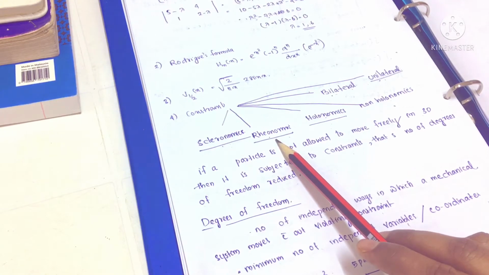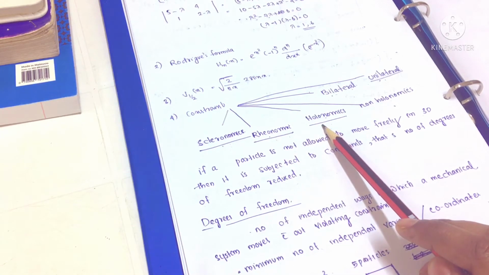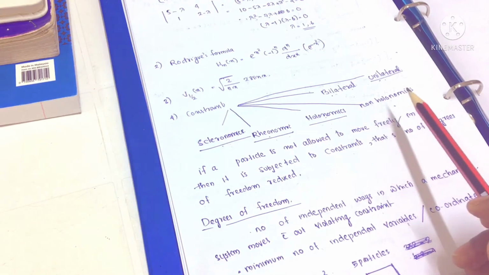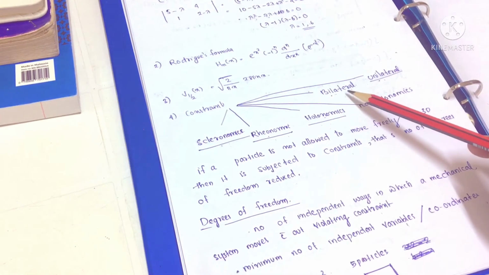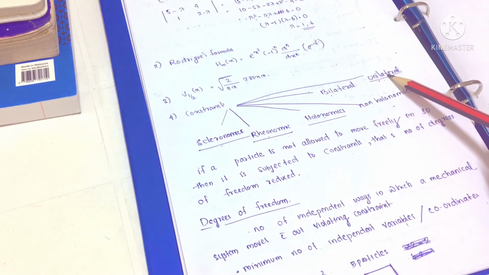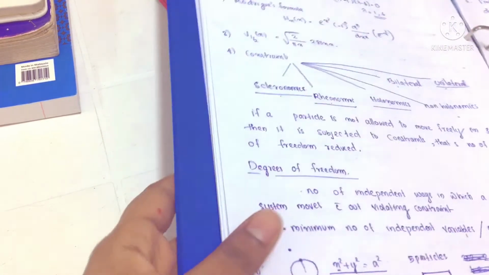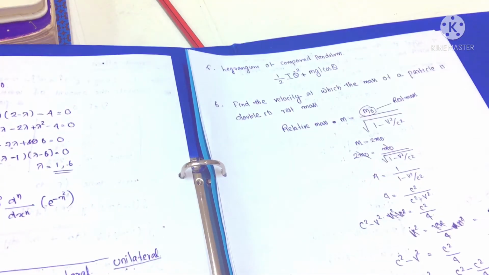Scleronomic means it does not explicitly depend on time. Rheonomic means it explicitly depends on time. Holonomic means we can express it as an equation. Non-holonomic means we cannot express it as an equation. Unilateral means we can write it in the form of inequalities.